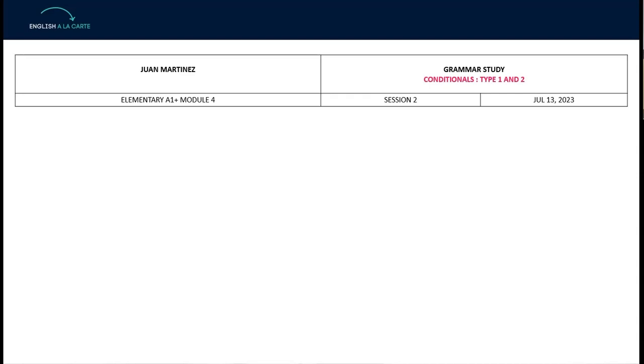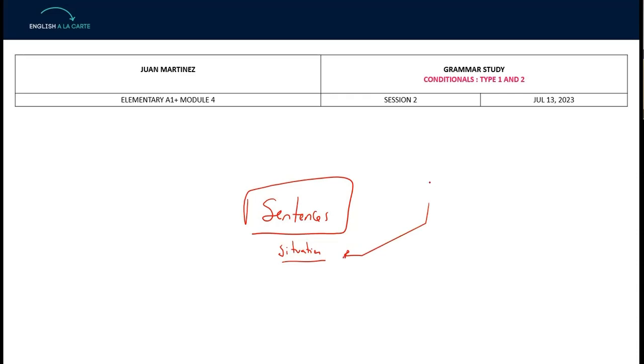No. But yes, imagine that you have a sentence and the sentence has a situation, right? But this situation is going to be conditioned. Esta situación va a estar condicionada. Okay? Condition. All right?